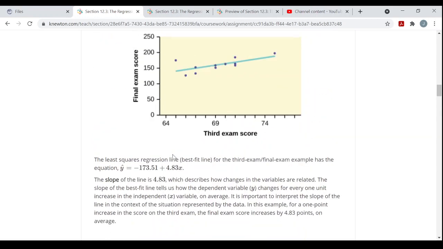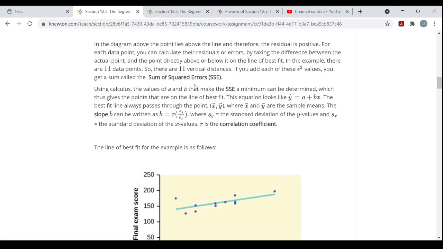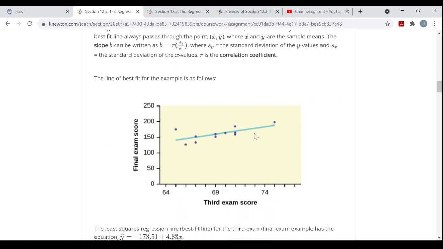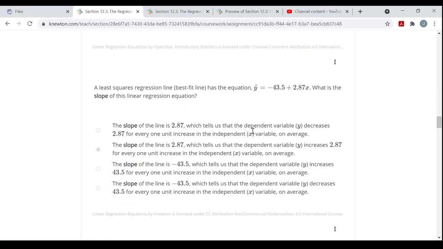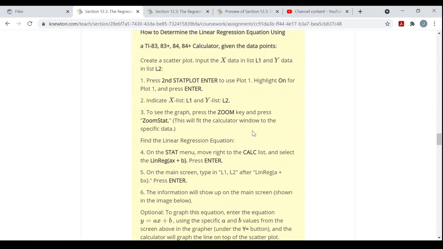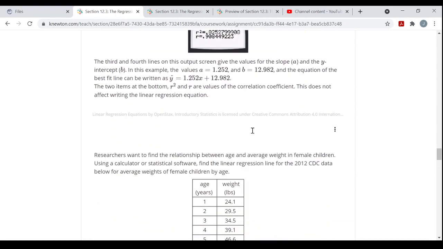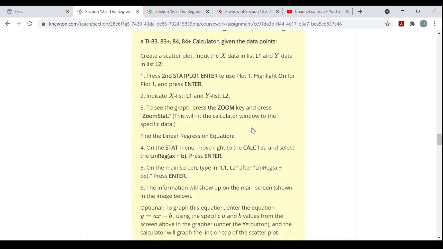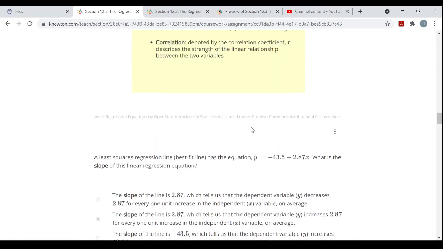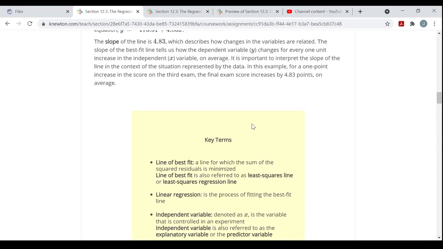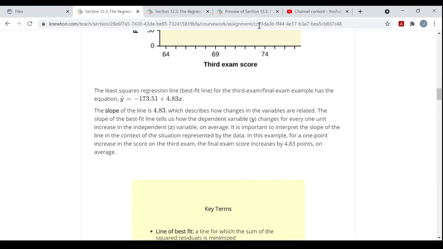Again, a lot of weird stuff going on here. You've got SSE, the sum of squared errors, and this r, the correlation coefficient. We'll talk about those a lot more later. For right now in this section, you're just going to be using the calculator. I've shown you in a previous video how to do this, and I'll show you again here how to find this best fit line, this regression equation, for a table of data. So let's actually get into it.